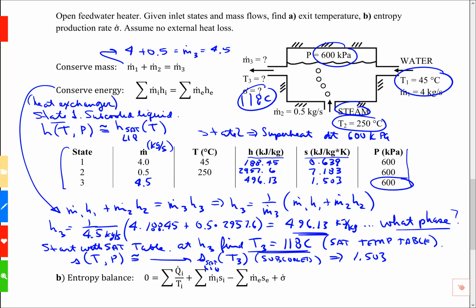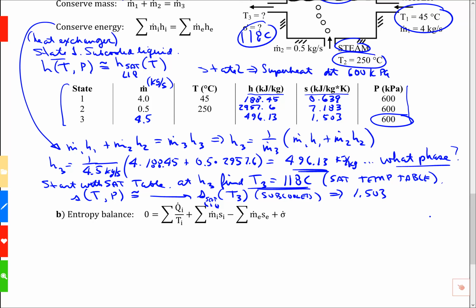Part B, what is the entropy production? The entropy balance for an open system with flow, if it's steady, we've got the left-hand side is 0. There's no storage term. Entropy balance says 0 equals the sum of all the heat flows divided by each of their temperatures plus the sum of all the inlet mass flow rates times each of their entropies minus the sum of all the exit mass flows times each of their entropies plus sigma dot. And this sigma dot, that's the entropy production rate, or sometimes just called the entropy production.